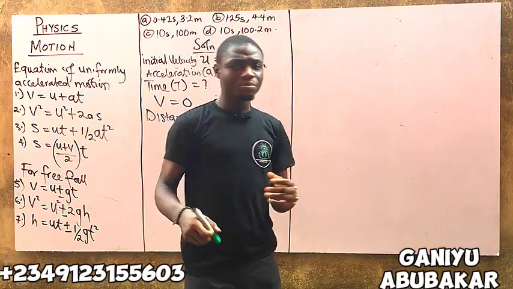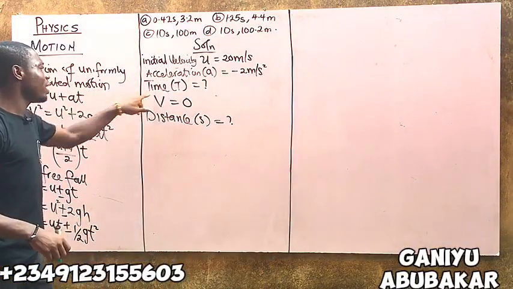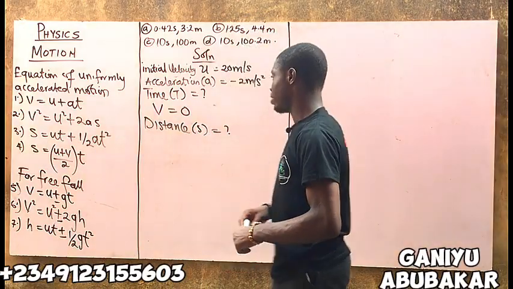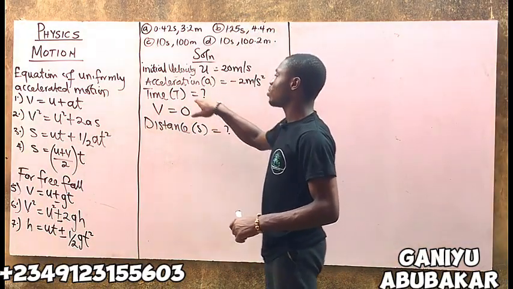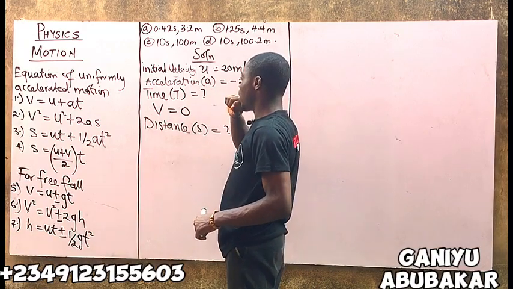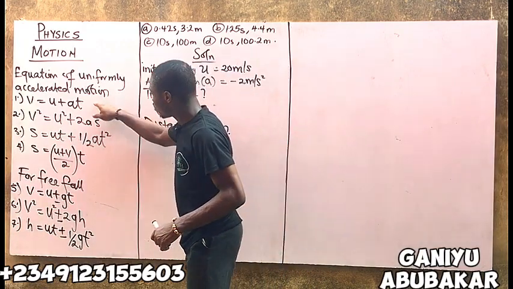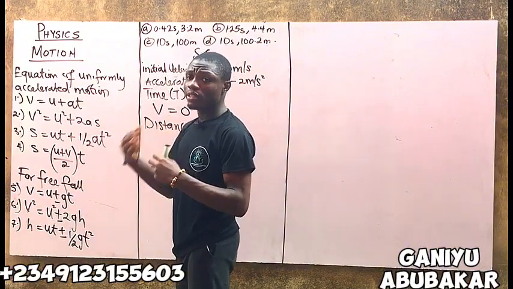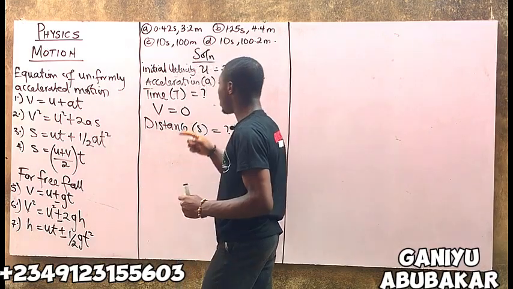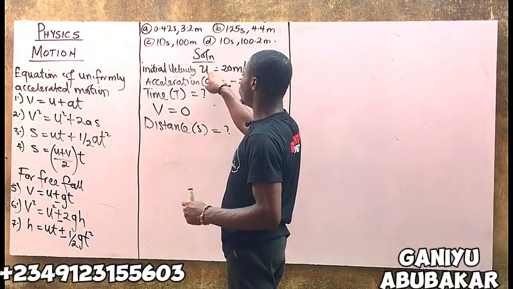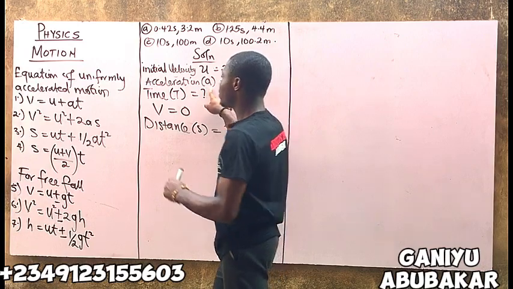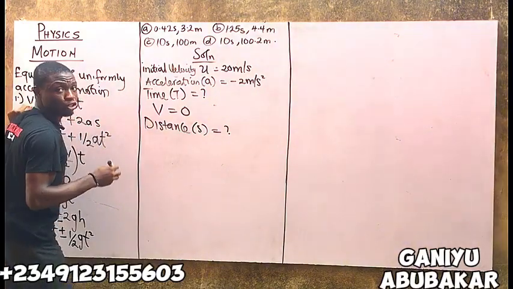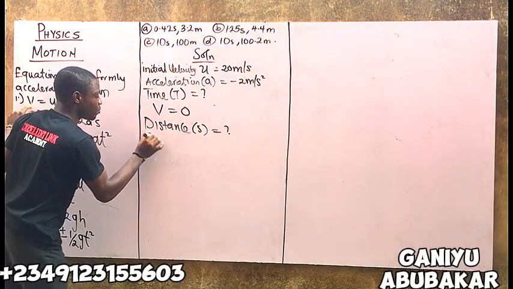Let's start with time before we get distance. To get time, which formula talks about time here? Obviously, all of them, but which one is quicker? I know three things: I know my U, V, and A. So I can get T. So we go from this one here.